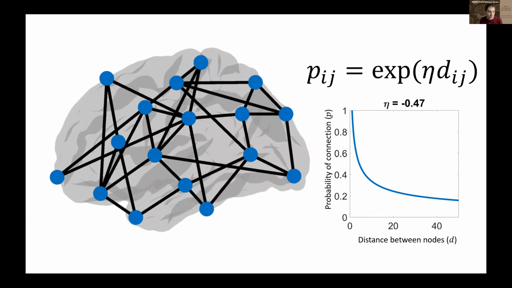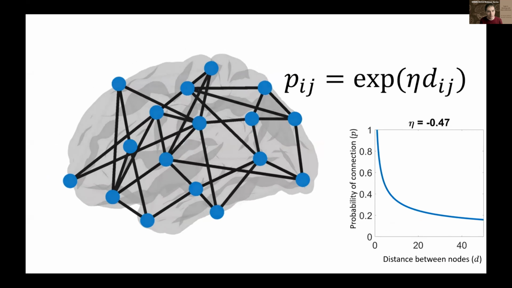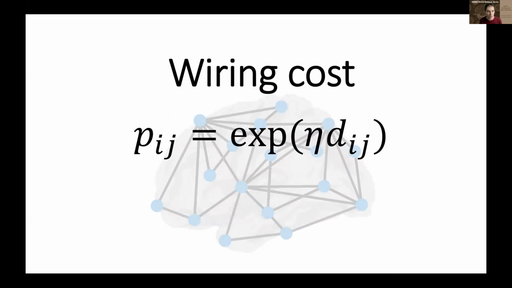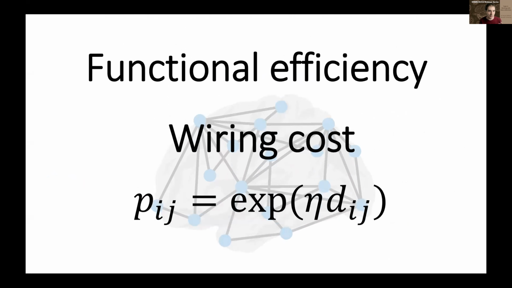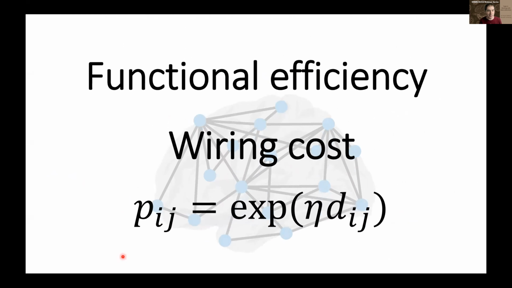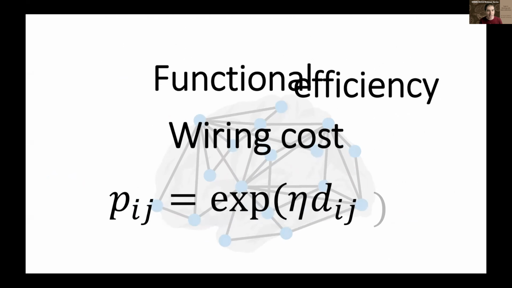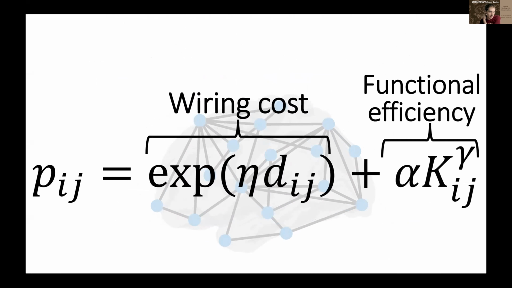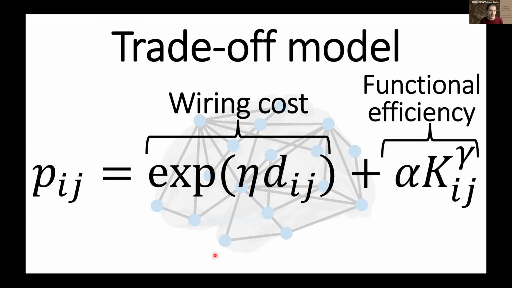And so this is one way in which we can model this, but you'll remember from my earlier example that in addition to wiring cost, there's also this idea of functional efficiency. So how can we incorporate this into this simple generative model? Well, we can add an additional term to cover functional efficiency, and this is usually initialized as a term favoring a particular kind of topological arrangement. And we refer to this as a trade-off model because we have a wiring cost competing with functional efficiency, and both of these 2 factors drive the resulting connectivity.